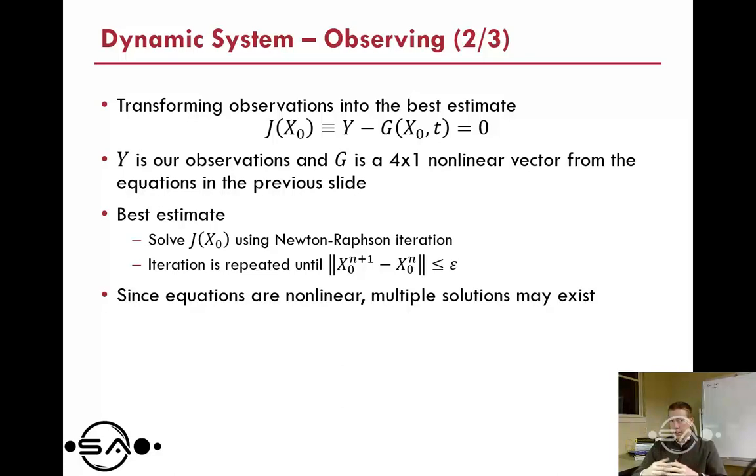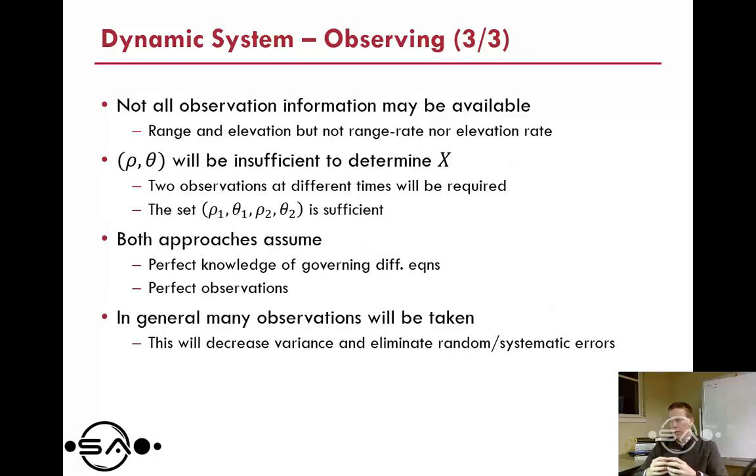And because it's nonlinear, remember that you may have multiple minima and multiple maxima, so multiple solutions may exist. Also, not all of the observation information may be available. So what if one of your sensors is out? Or what if you have some device that can only take range? Well, in that case, remember degrees of freedom: we need four observations to solve for those four state vector variables.